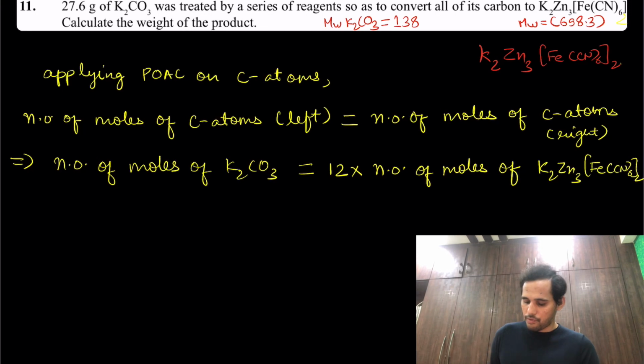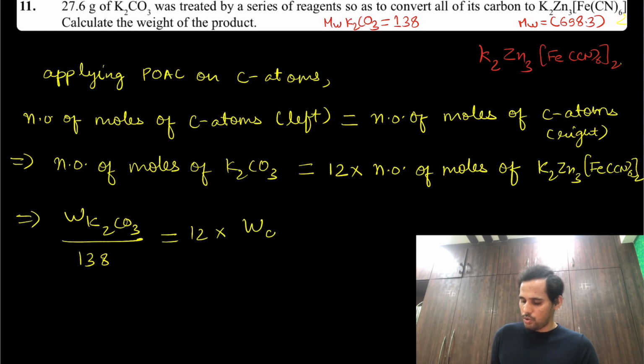फाइनली इसको अपने फॉर्मूला में कन्वर्ट कर लेना है. एंड व्हाट इज द फॉर्मूला? Weight of K2CO3 divided by its molar weight that has been given to us as 138 is equal to 12 into weight of the complex, लिख दे रहा हूं मैं, complex divided by its molar weight that is 698.3.